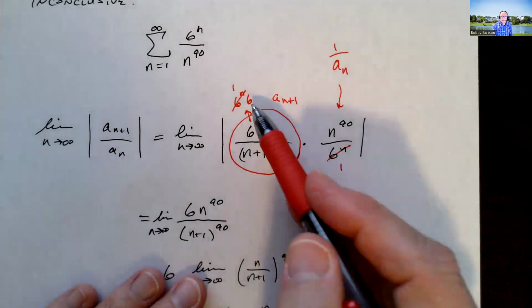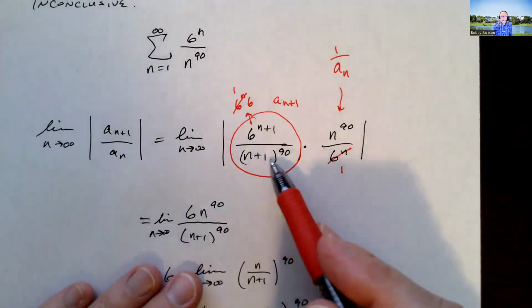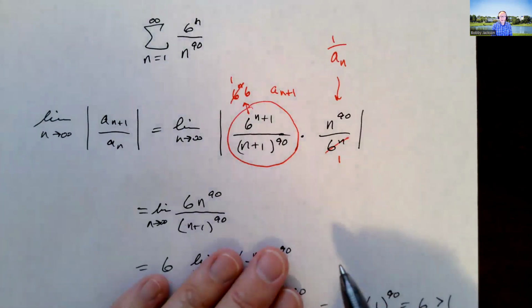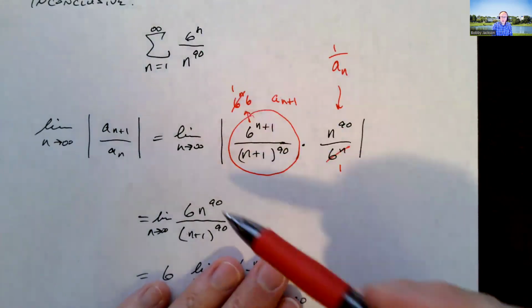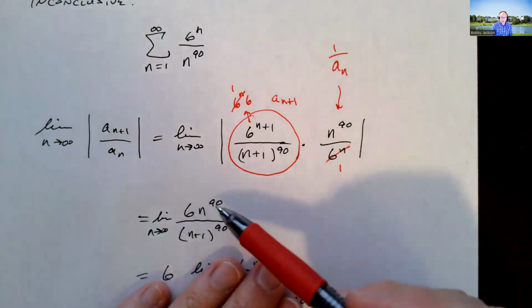So up top, I'll get 6 times n to the 90th power, and then in the bottom, n plus 1 to the 90th power times 1. So this is what I have. Take the limit as n goes to infinity. And again, the problem you have might have slightly different numbers here, probably a very high exponent. And you might be like, wow, what in the world's going on here? How are we going to handle such a high power on n?